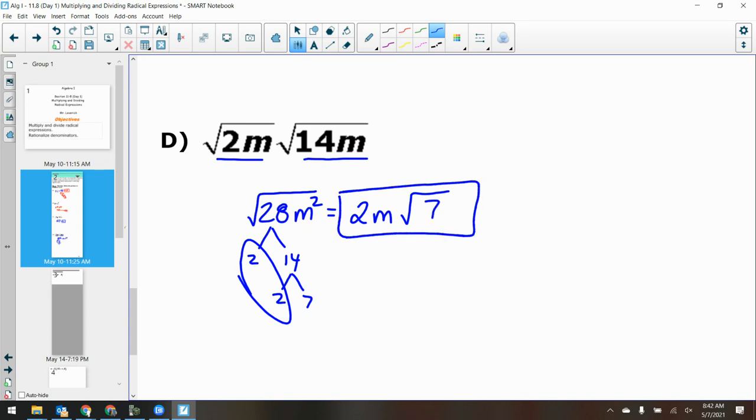My 7, my lonely 7. 2m radical 7. See, once I combine to be one square root, at that point, I'm back to what we did yesterday on our quiz. I'm back to just reducing the radical. Okay?